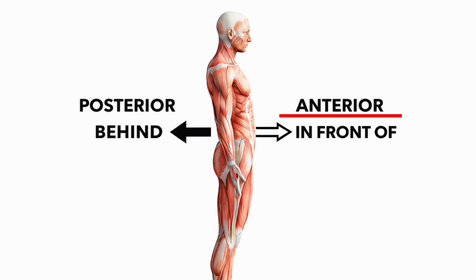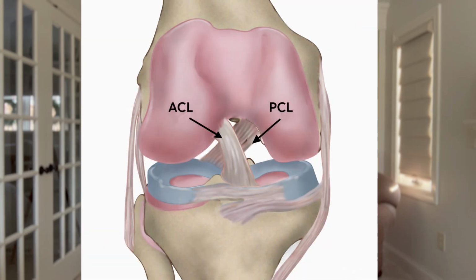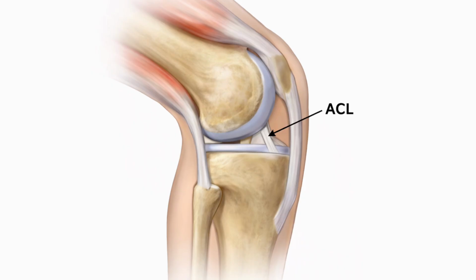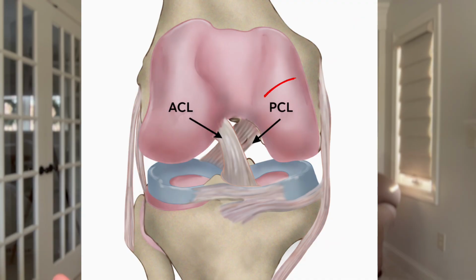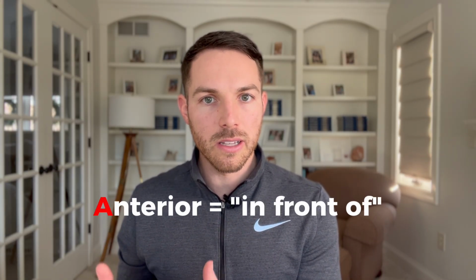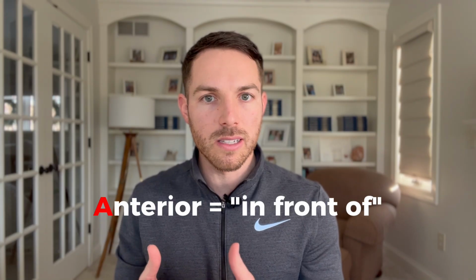So when we look inside the joint, we have two different ligaments, the ACL and the PCL. The ACL, or the anterior cruciate ligament, is the one that's in front, or closest to the front of the body. The PCL, or posterior cruciate ligament, as you can see in the image, posterior means behind. So of those two ligaments inside the knee, the ACL is the one that's in front.